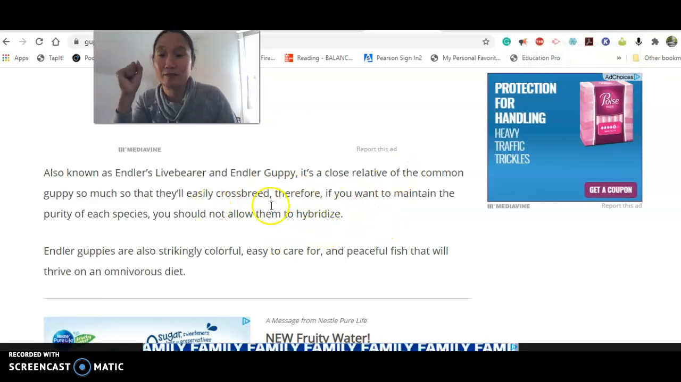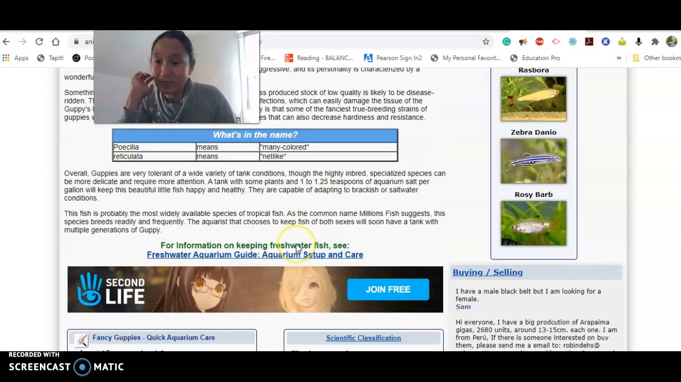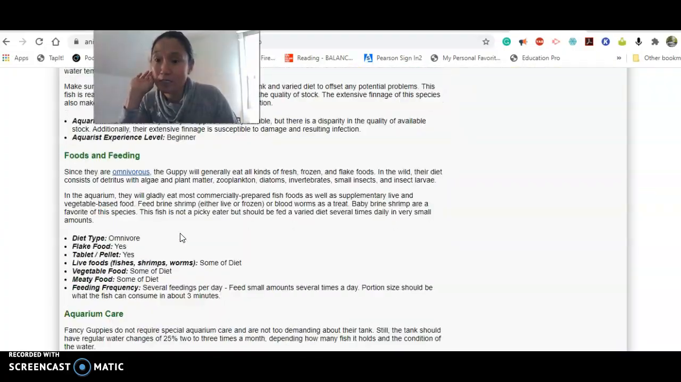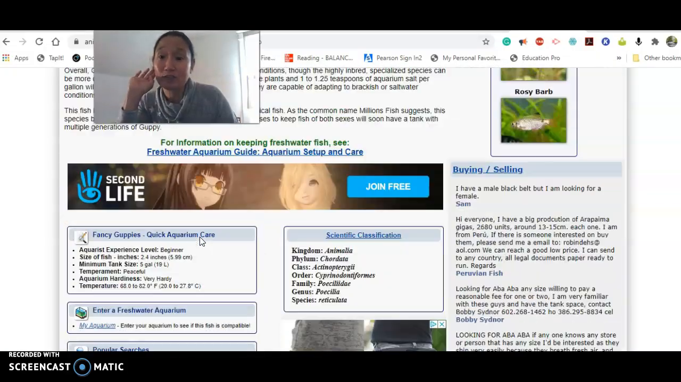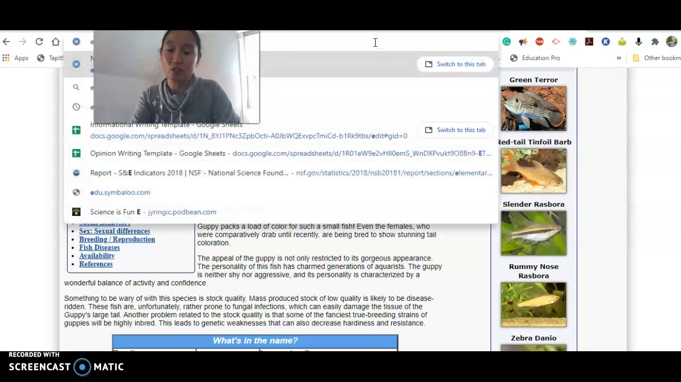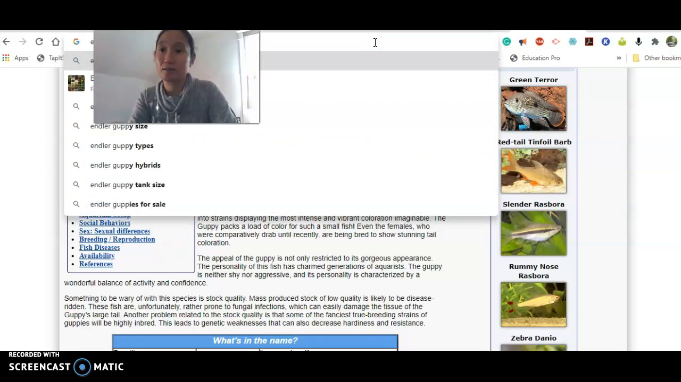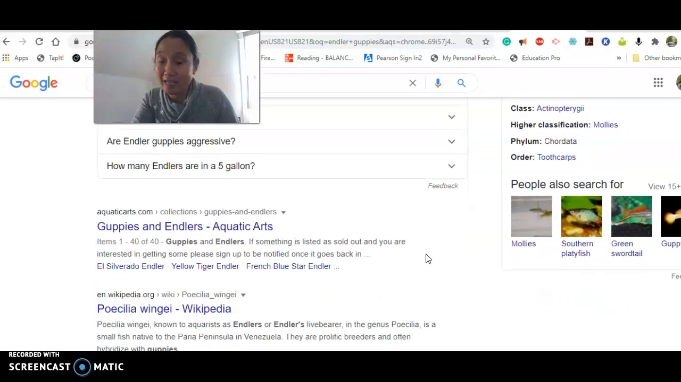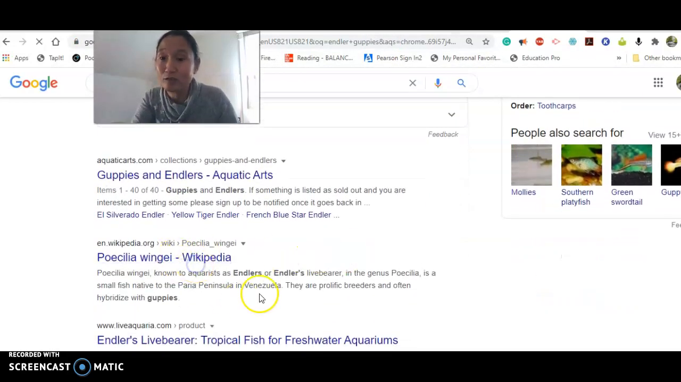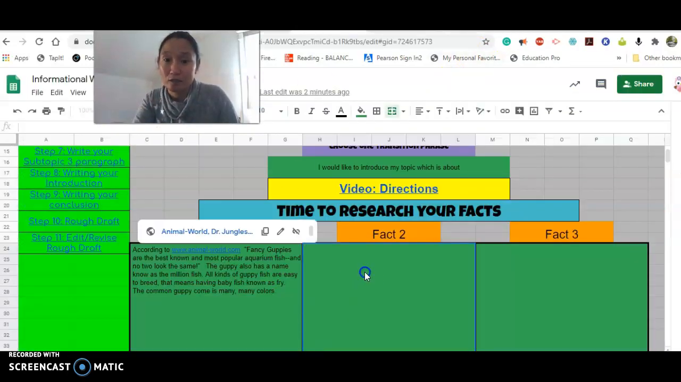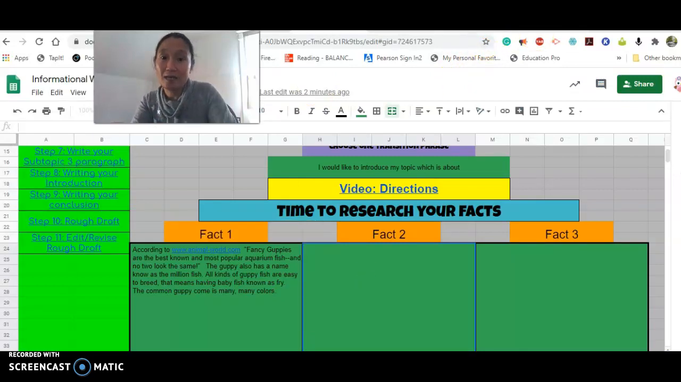It's a close relative. So I'm going to go over to this other website and kind of scroll down here and learn about it. I might have to go back and try to look up the Endler guppy here. So I think I might go out and look up Endler guppies. So then I want to learn about Endler guppies, Poecilia wingei. So we're going to say that this is the Poecilia wingei.